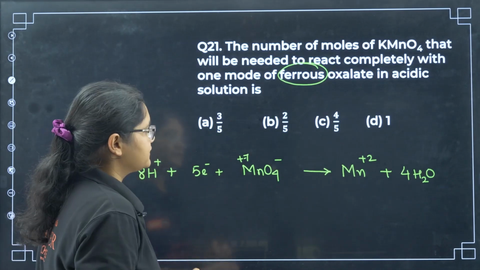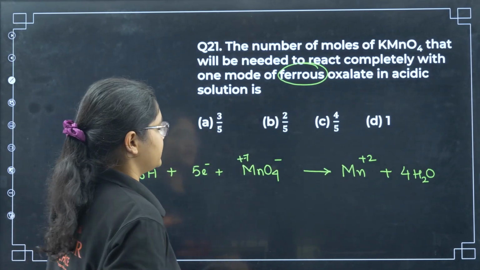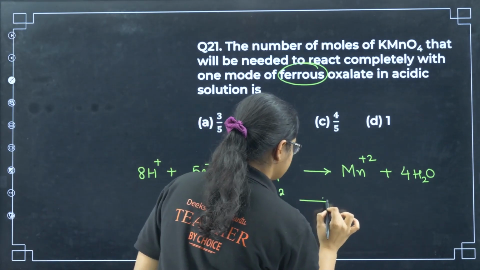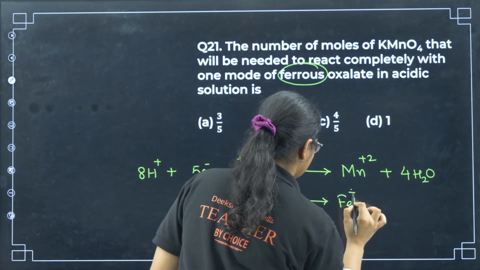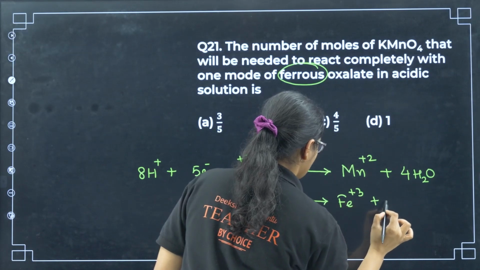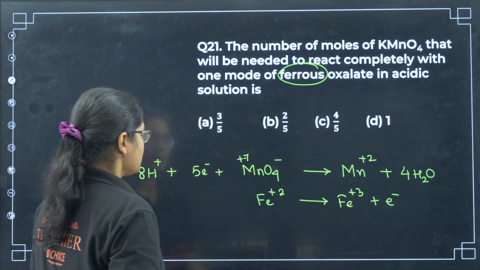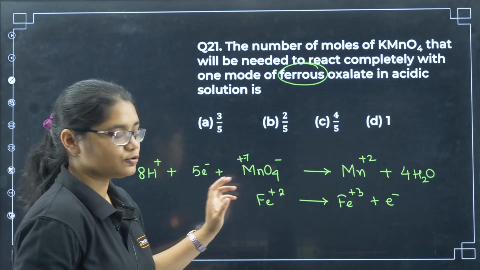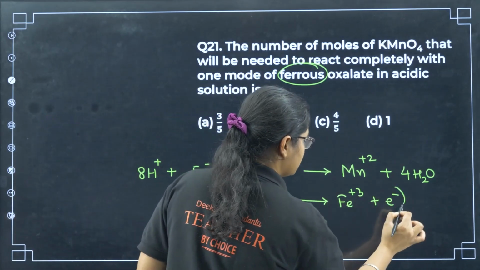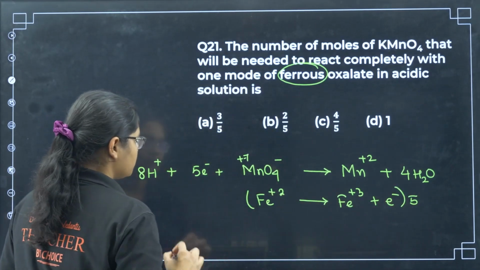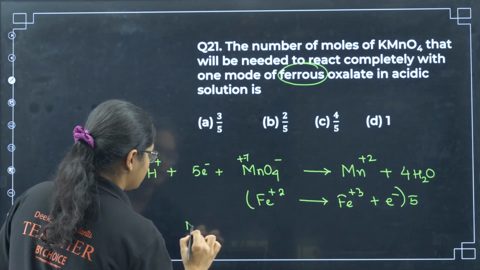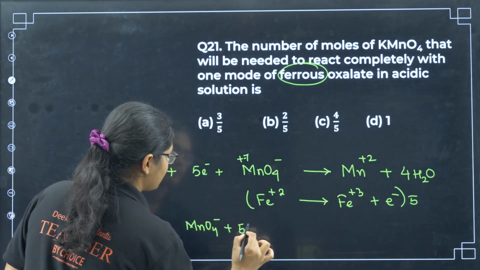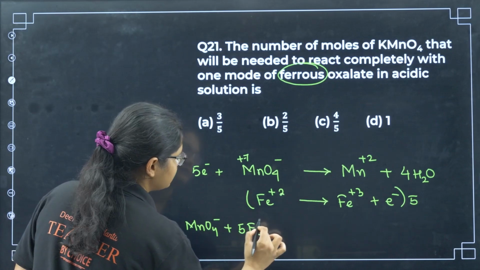Okay. Next you have ferrous oxalate. So Fe2+ will be oxidized to Fe3+ with the loss of 1 electron. Now you can see that here I have 5 electrons and here I have 1 electron. So to balance the equation, I will multiply this with 5. So now what will be my final equation? I am just writing like this. I will get MnO4- plus 5 Fe2+.